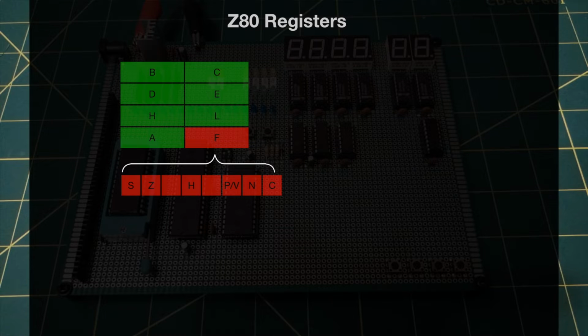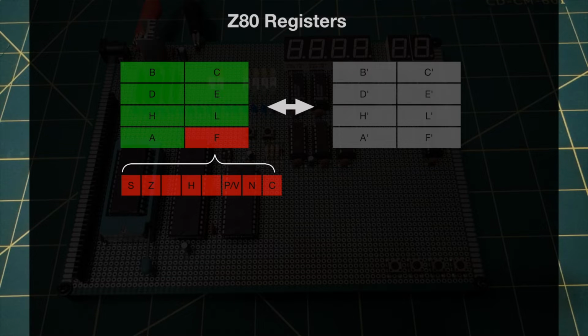But I will look into the flags a little bit more deeply, and we'll probably have a separate video just on the flags. Just at the moment, I'm trying to make you aware that they're there. There are also an alternate set of these registers. So there's like another copy of them.